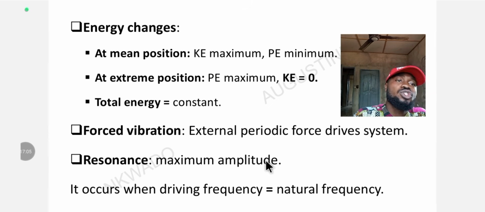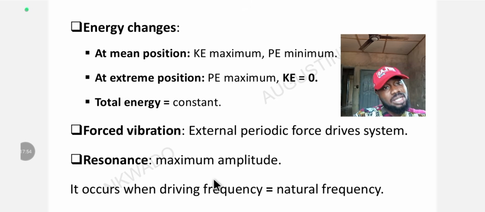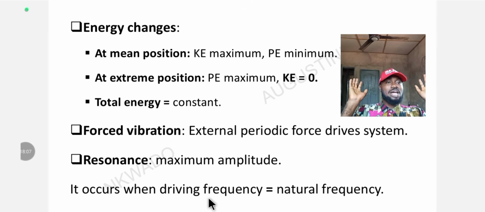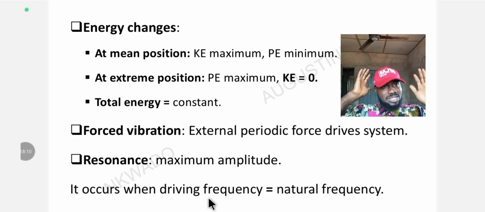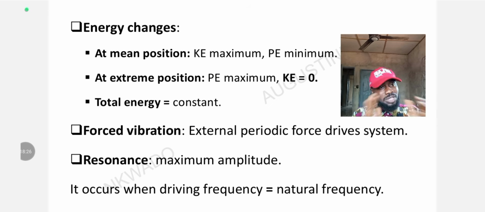Resonance is the maximum amplitude. Got it? The maximum amplitude. I already explained what amplitude is, the distance between a crest and a trough. So when you say the maximum point of displacement, that's resonance. The maximum displacement from the mean point, that is what resonance is. It occurs when driving frequency is equal to natural frequency. So when driving frequency equals natural frequency, there's resonance. You get your maximum amplitude, maximum displacement. That's it. So resonance occurs when driving frequency is equal to natural frequency.